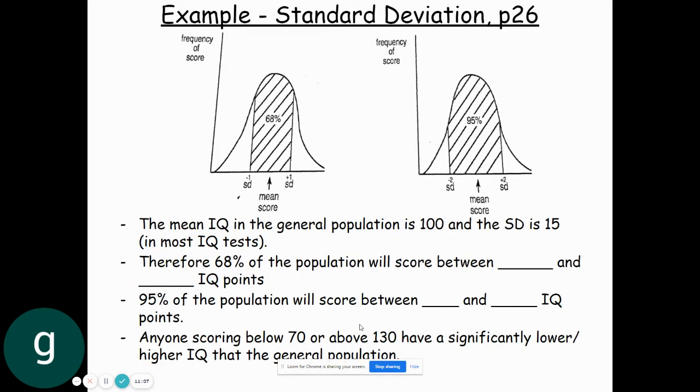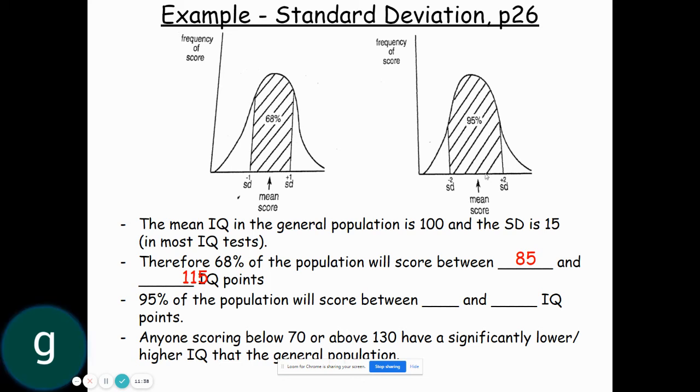Okay. So we can look through these examples. The mean IQ of the general populace is 100. The standard deviation is 15 in most IQ tests. Therefore, 68% of the population will score between 85 and 115. So the deviation here is 15, and that's either side. So you've got 100 plus or minus 15.